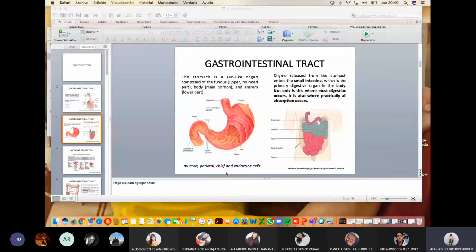Remember that the parietal cells produce hydrochloric acid that is important for digestion. Then we have the chief cells that produce pepsinogen and endocrine cells that produce gastrin that also helps for the secretion of hydrochloric acid. The chyme that is released from the stomach goes into the small intestine where the absorption occurs. In the majority of cases, in the stomach the digestion occurs, and then in the small intestine the absorption occurs.